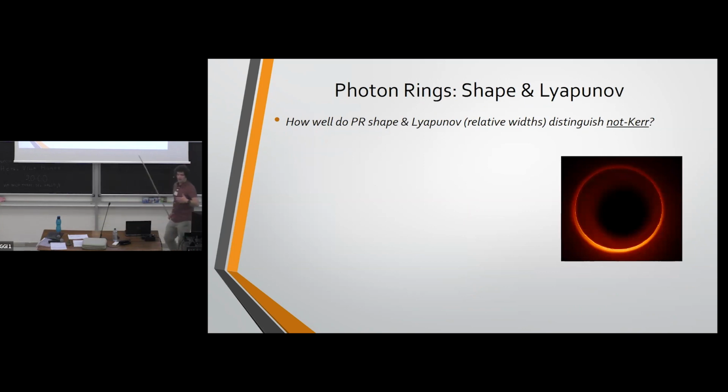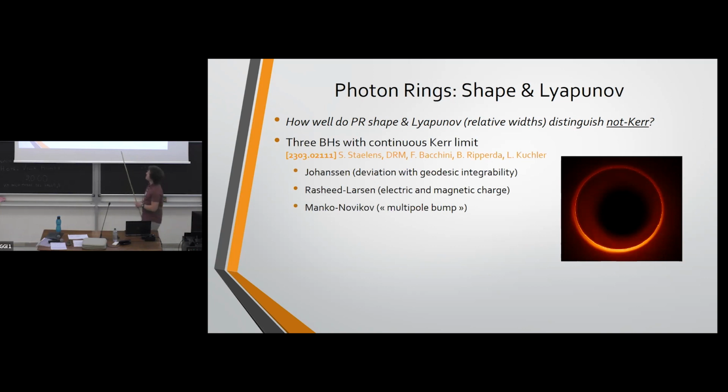But I think a very good exercise is to ask ourselves: I know the photon ring shape and the Lyapunov exponent, the relative widths. In principle, these give me robust features of the geometry, and do not depend very much on emission details, so in principle we could measure them in imaging experiments. So if I change my black hole to be not Kerr, how well does that show up? How well can I look at the observations of the shape or the relative widths and say it is indeed not Kerr? That was exactly the question that we asked ourselves in this recent paper.